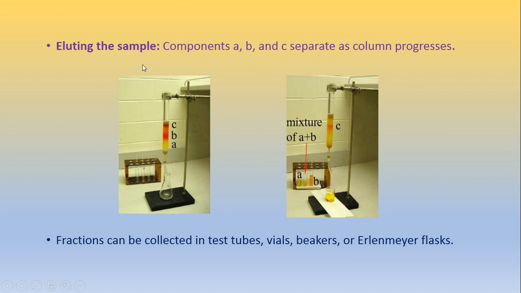Here elution of various components is shown. We can clearly observe colored components A, B, C in this column: yellow color, red color or orange color. So we can easily visualize these colored components as bands in this column, which are collected in these test tubes or conical flasks as the various fractions. These fractions can be collected in test tubes, vials, beakers or Erlenmeyer flasks and can be analyzed further.